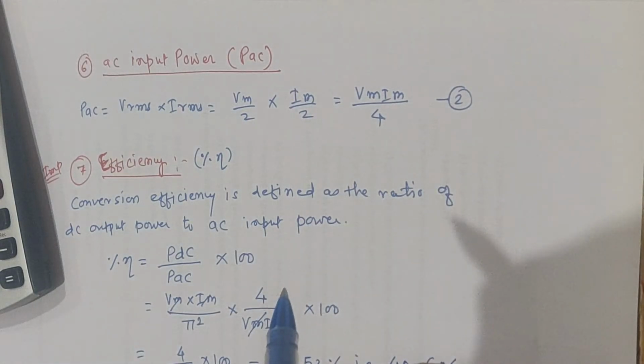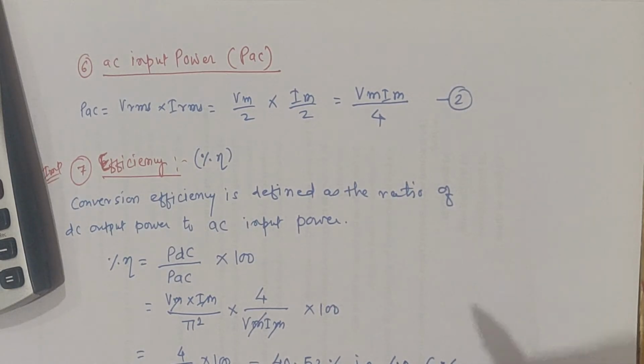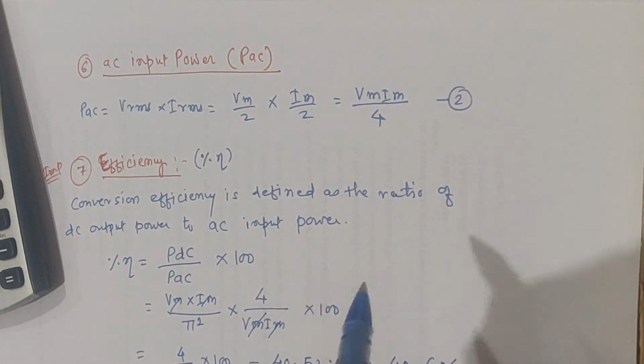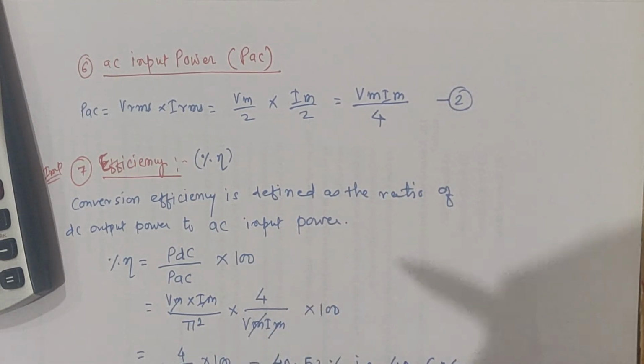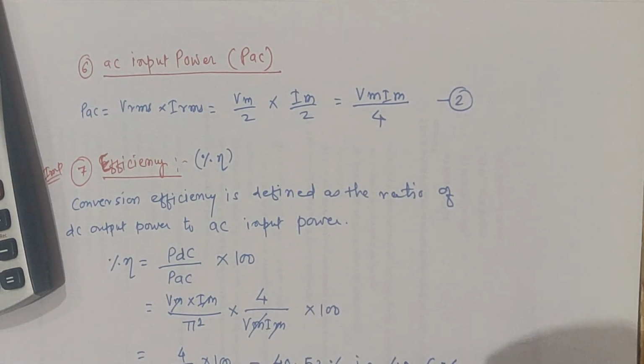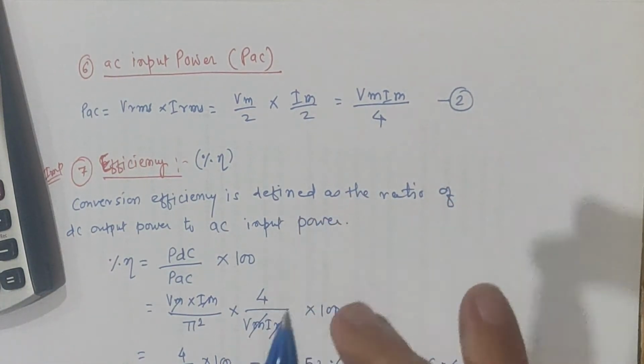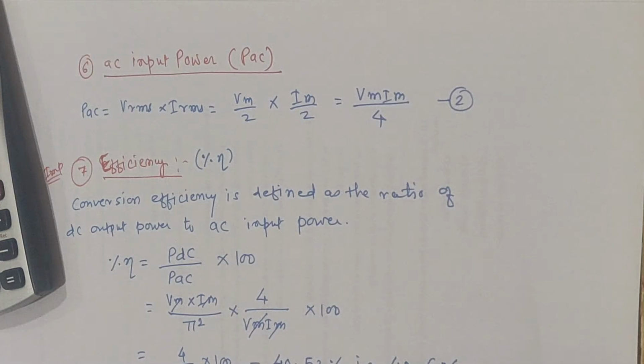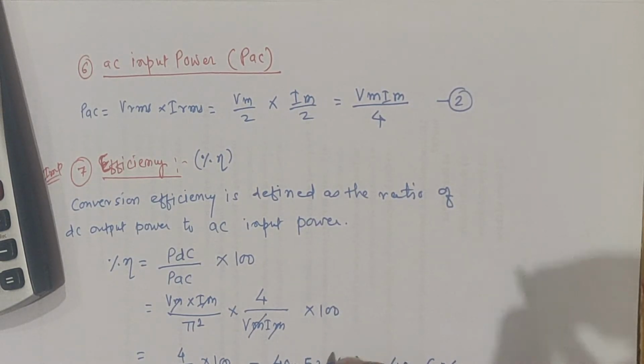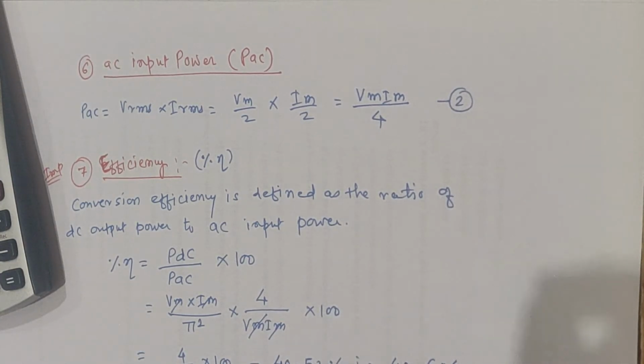The inference that we can draw from here is only 40% of the input power is getting converted to the required DC. Still 60%, if I consider loss also, of the input power is available, which is not desired. It is called ripples. So 60% ripples are still present in the DC output, and that's why it is not called a pure DC output, but a pulsating DC output, because it has some pulses, some ripples.